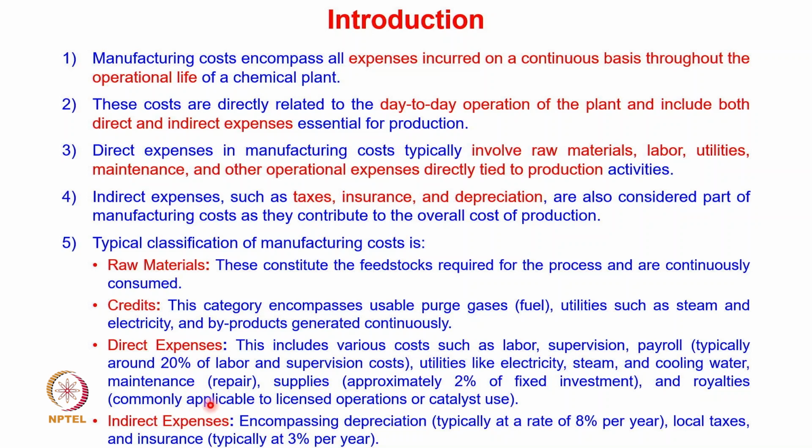In addition to the direct expenses, there are indirect expenses. Indirect expenses include depreciation. Typically the depreciation of the plant is taken as around 8% per year. Then there are local taxes and insurance. Typically local taxes and insurance are taken around 3% per year.